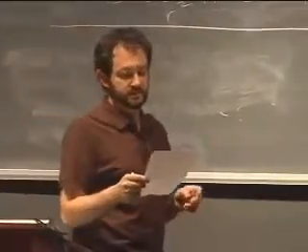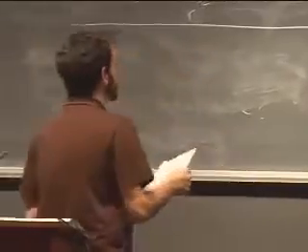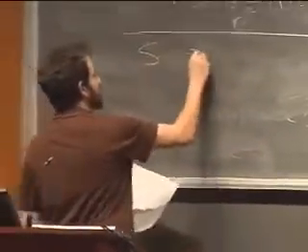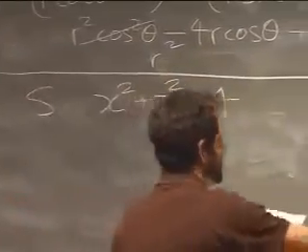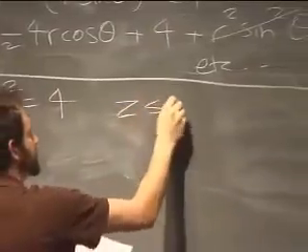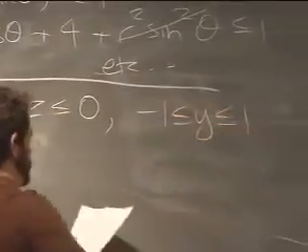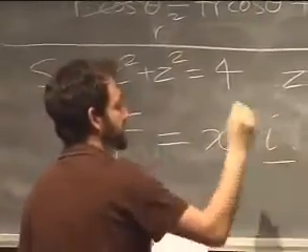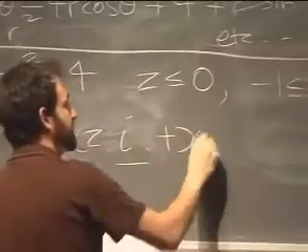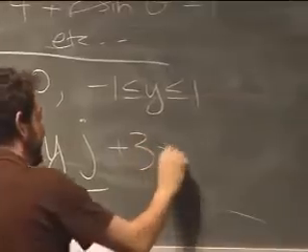Here goes. Let S be the surface defined as follows. X squared plus z squared equals 4. And we're given that z is less than or equal to 0, and also that minus 1 is less than or equal to y is less than or equal to 1. And also F, a vector field, is given by xz i plus xy j plus 3xz k.